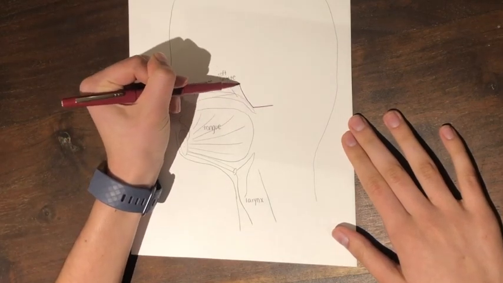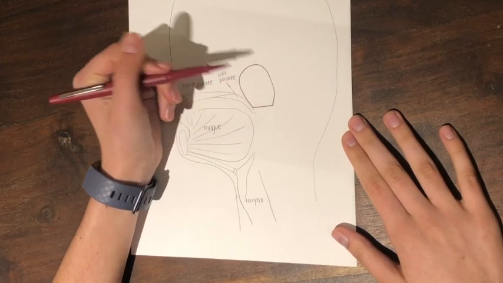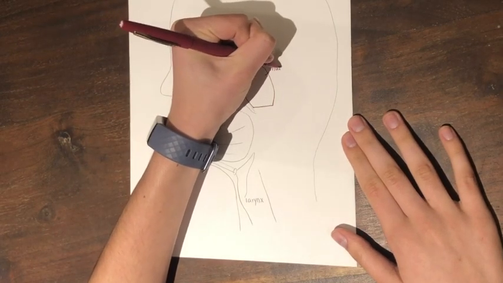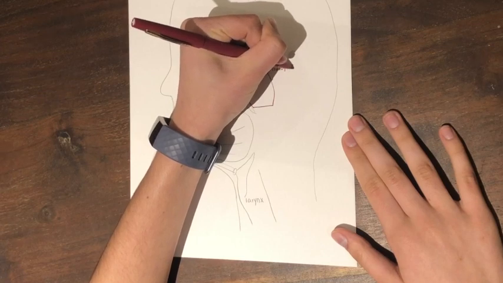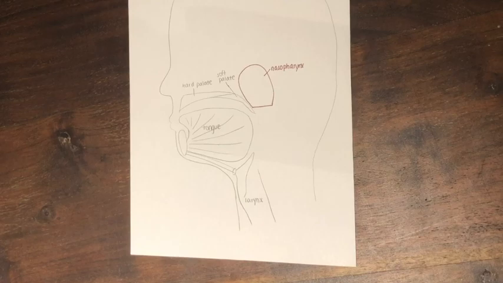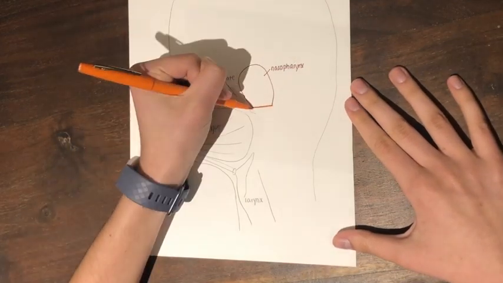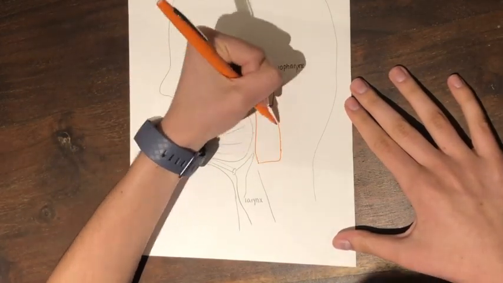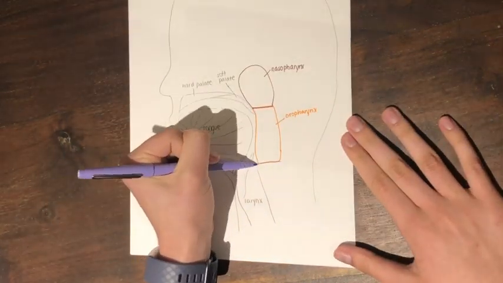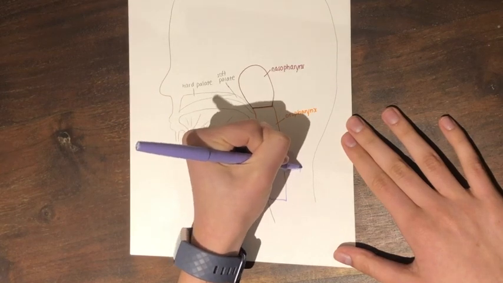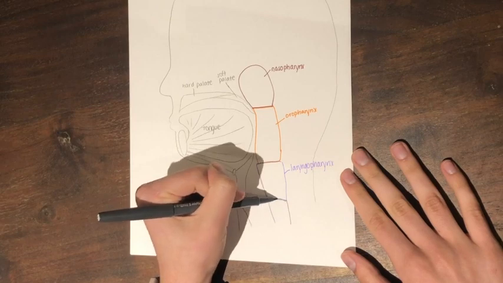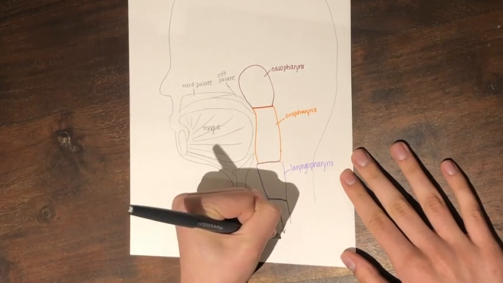So the pharynx is a muscular tube that extends from the nasal and oral cavities to the larynx and esophagus, and it's divided into three parts. The most superior part is called the nasopharynx, which is posterior to the nasal cavity. The middle part is called the oropharynx, which is posterior to the oral cavity. And the inferior part is called the laryngopharynx, which is posterior to the larynx. And then after the laryngopharynx is the esophagus, which we'll get into in a second.